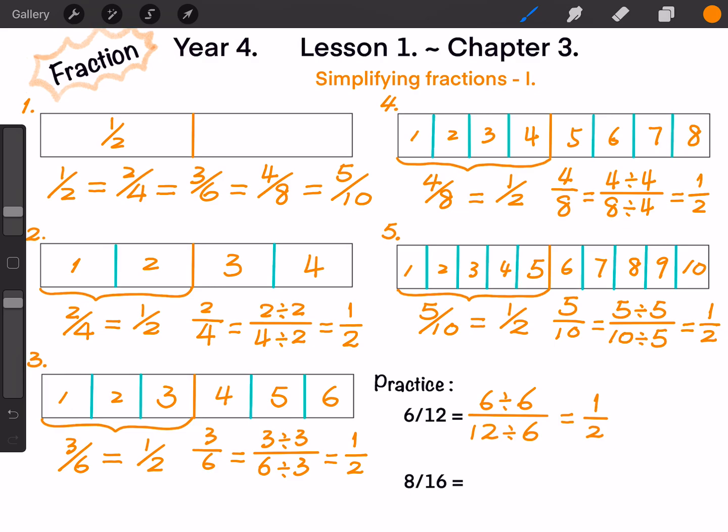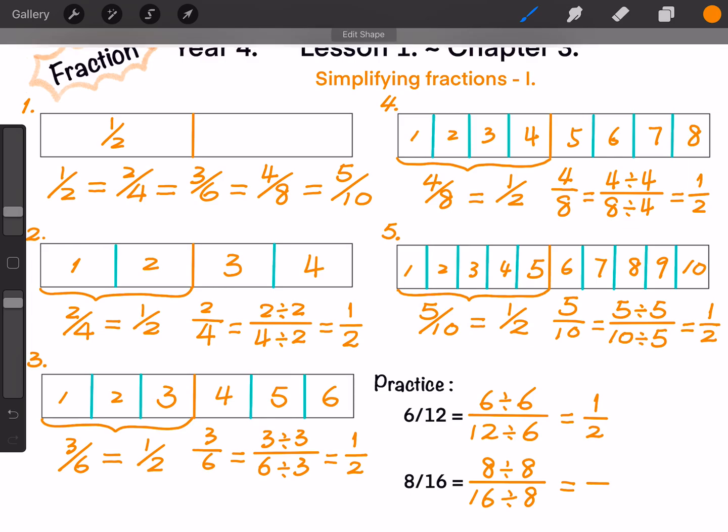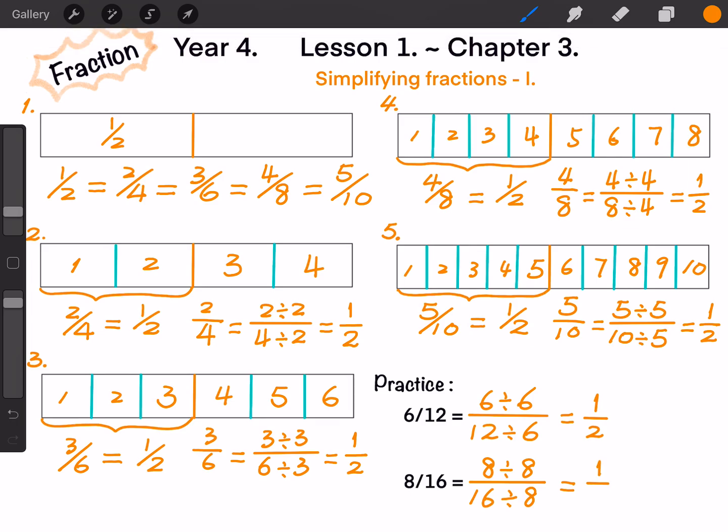Next one, 8/16. Again, let's try 8 divided by 8. 16 divided by 8. Again, numerator and denominator are divided by the same number. Equals to 8 divided by 8 equals to 1. 16 divided by 8 equals to 2. So 8/16 equals to 1/2.